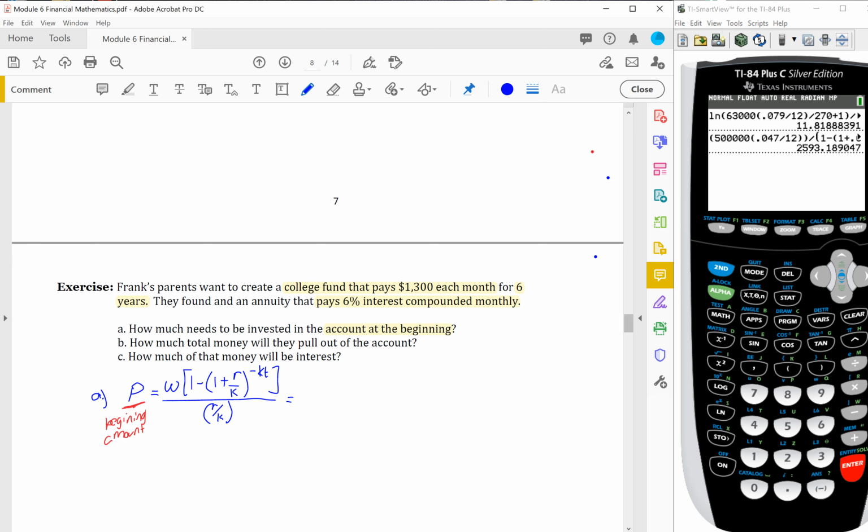So here we go. Our monthly withdrawals are going to be $1,300 times 1 minus 1 plus our interest rate as a decimal divided by the number of times you compound per year, raised to the negative exponent of 12 times t, the amount of time in years, which we know is 6 years, all divided by 0.06 divided by 12.